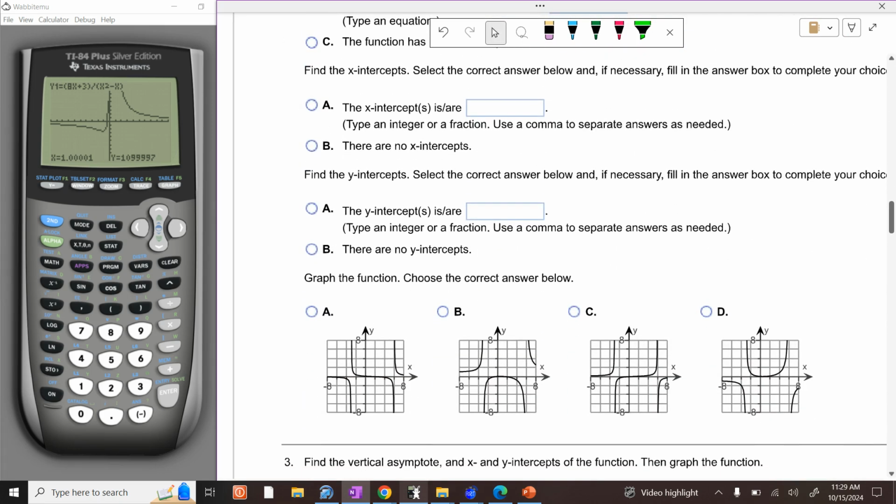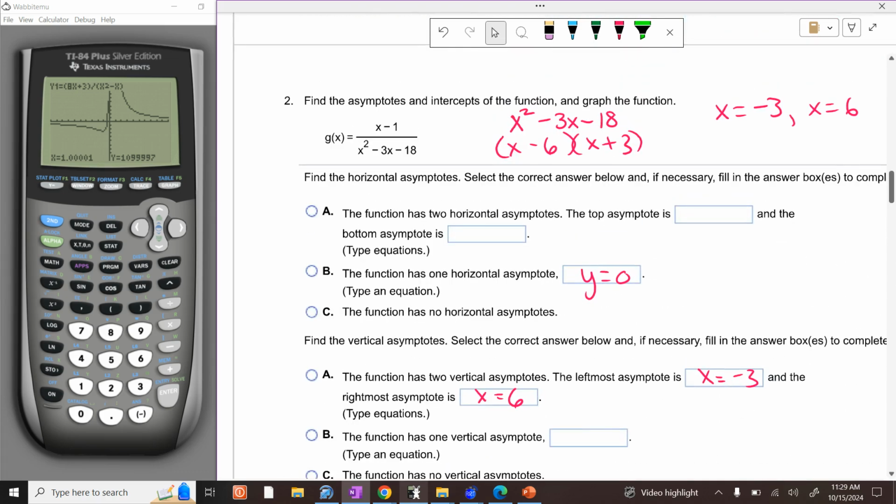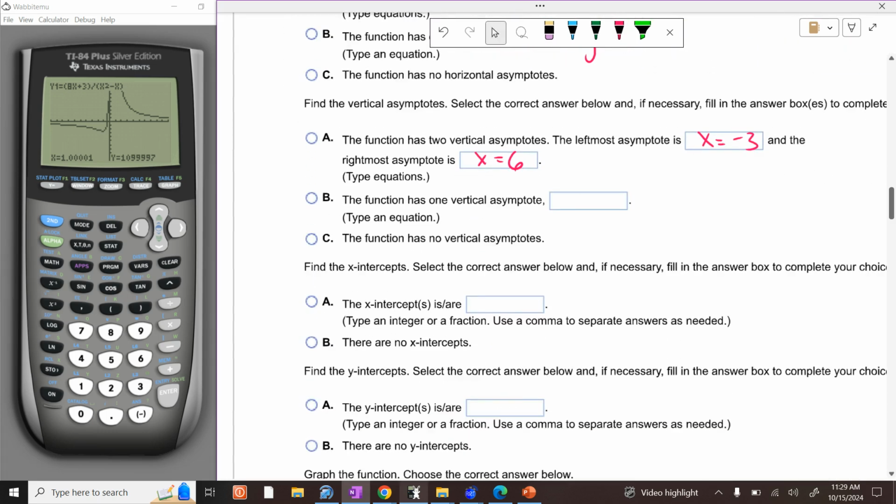Then x-intercepts. Okay, now we're going to find x-intercepts. To find the x-intercept, you set the numerator equal to 0. So x equals 1 is your x-intercept.